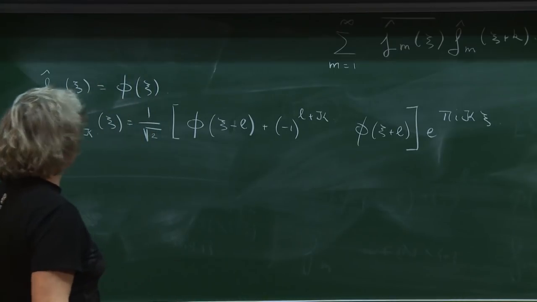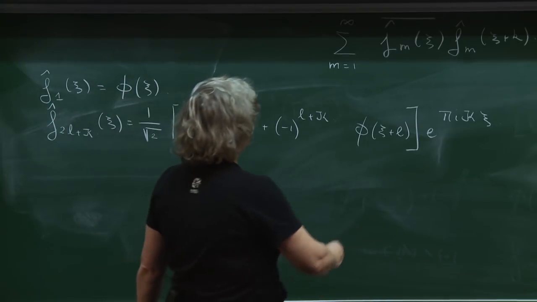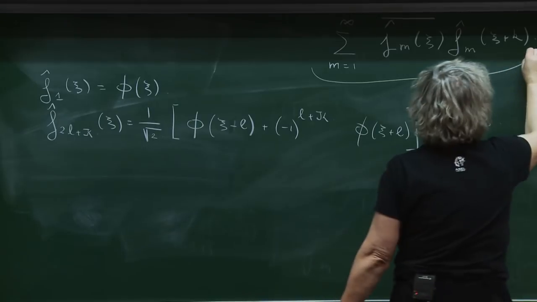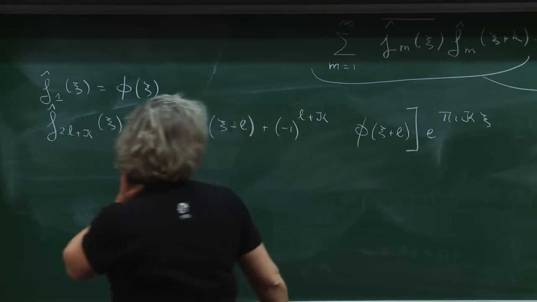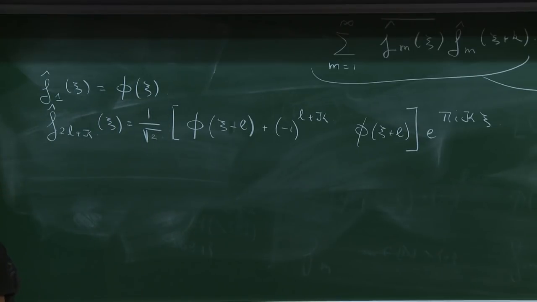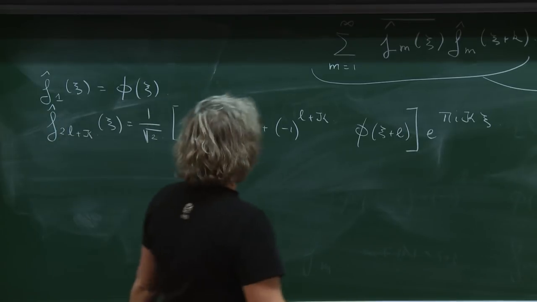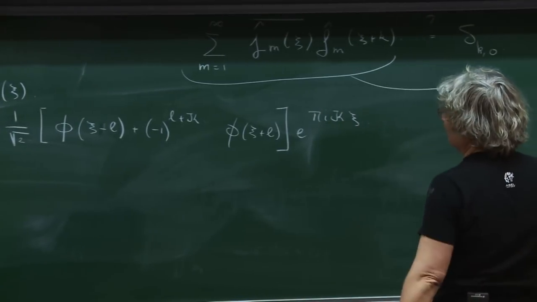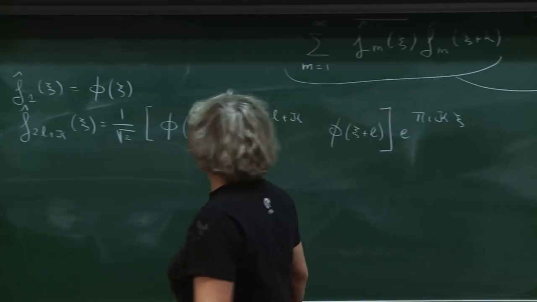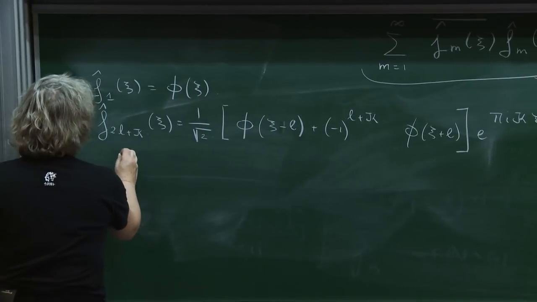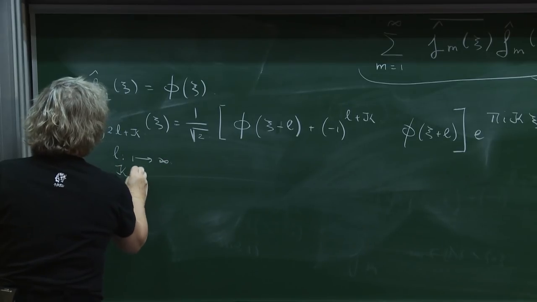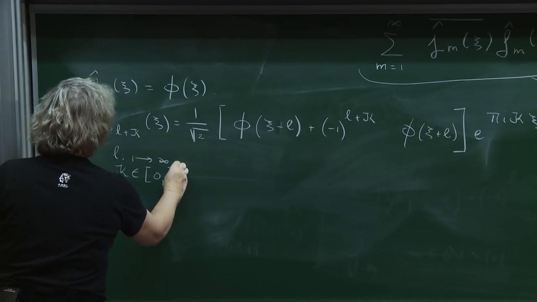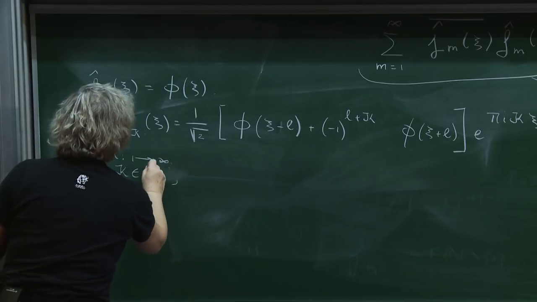Okay, so what is this? Well, let's plug it in. So we have the sum over kappa. So we have, first of all, and here l goes from 1 to infinity and kappa is in 0, 1. Not 0, 1, but 0, 1.